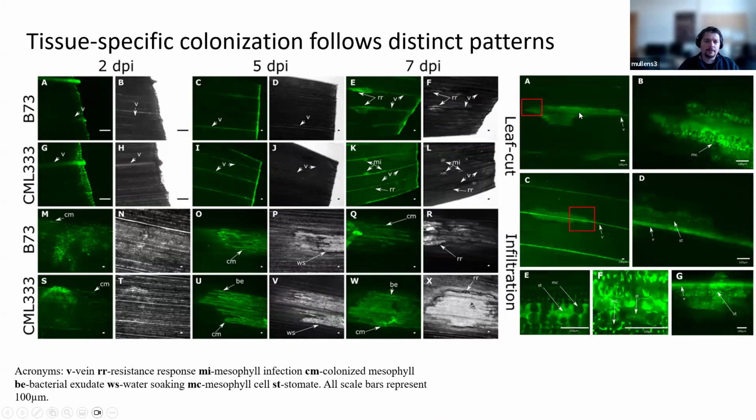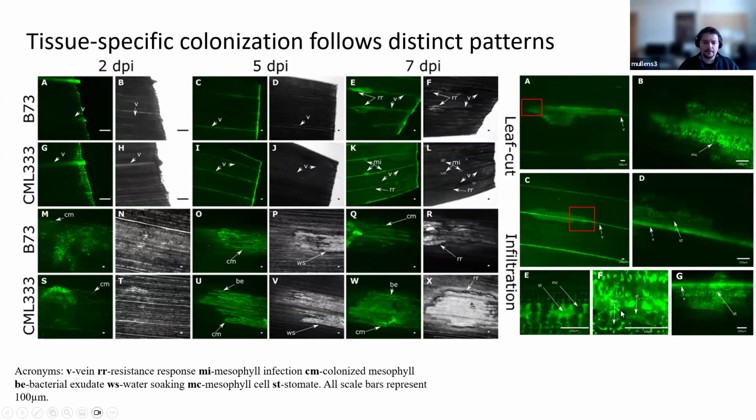Here, A and B are close-ups of these resistance-like reactions in B73. It looks like there's autofluorescence in the cells themselves here, which is what I'm trying to highlight. In CML 333, there's less of that autofluorescence in these HR-like reactions. And then G is one of those water-soaked spots.